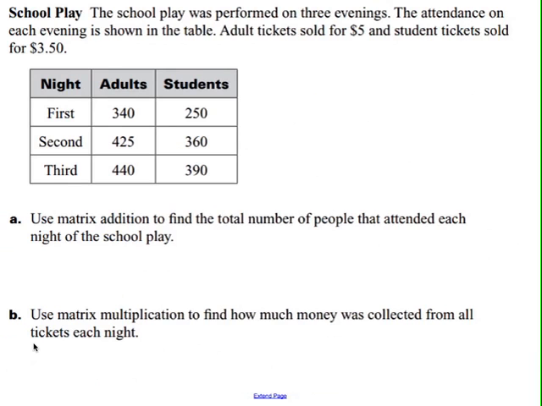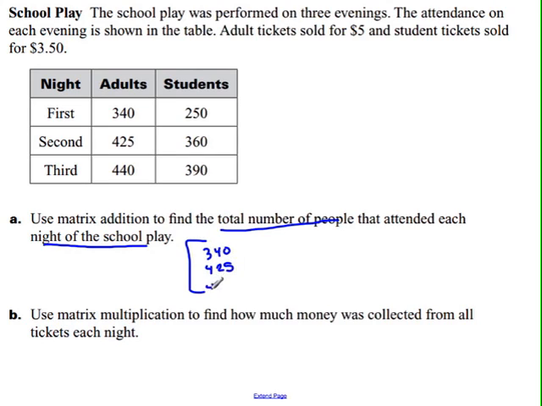The school play. The school play was performed on 3 evenings. The attendance on each evening is shown in the table. Adult tickets cost $5. Student tickets cost $3.50. The first thing says use matrix addition to find the total number of people that attended each night of the play. That tells me that I'm just going to break these into nights like this, and we'll say 425.